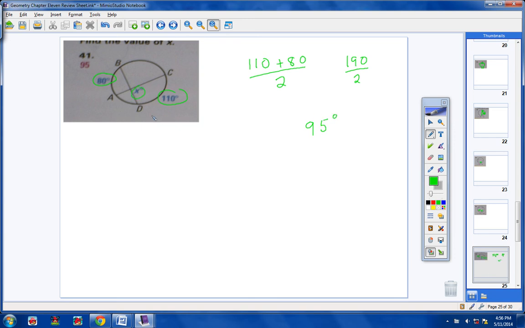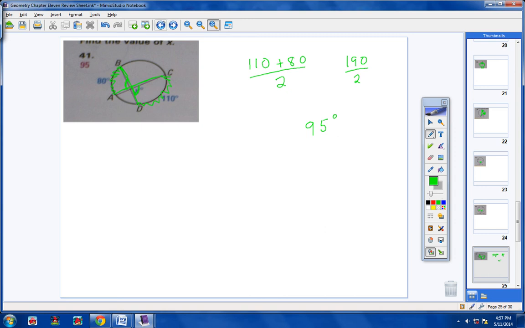Okay? So understand again, let me erase this and go over this again for you. If you have two chords that are intersecting, you can take this arc here, add this arc here, divide by 2, and it will give you this angle here, which, don't forget, vertical angles are congruent, so this angle here is the same as this angle here. So if this is 95, this is 95 also.